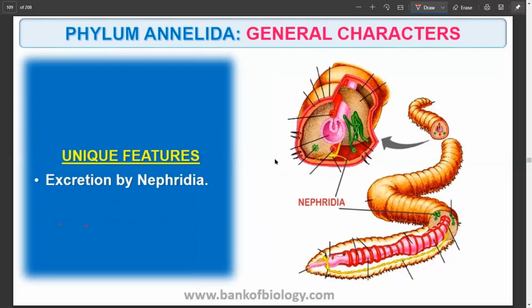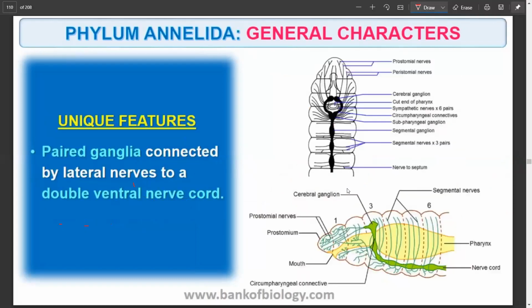Now the excretion here is by the nephridia, again something different, something unique that you find only in annelids. So here the nephridia help in the excretion of waste materials. Now there is the presence of paired ganglia as we are talking about, and they act as the primitive brain of this organism. And again, ganglion is basically a group of organized neurons.